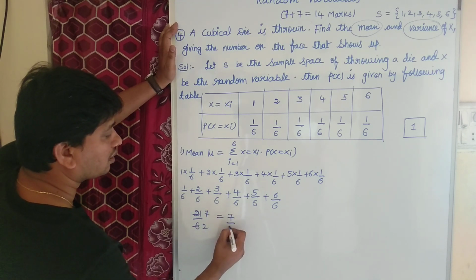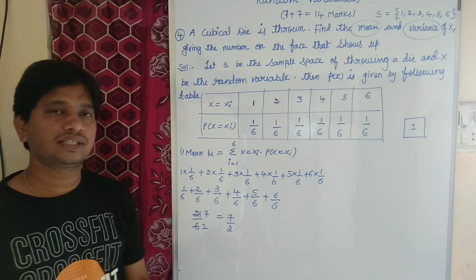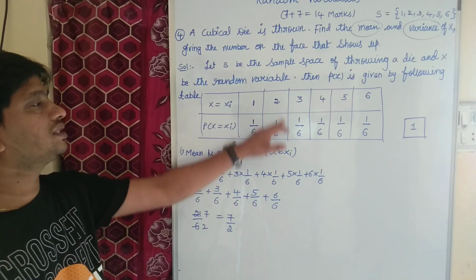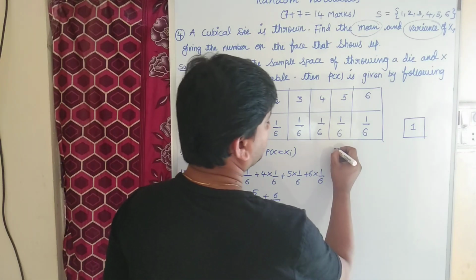So what is the mean? Mean equal to 7 by 2. Is it clear, children? I think is there in this also. Simply we need to multiply this. We will get the mean. Okay. Now coming to second question.